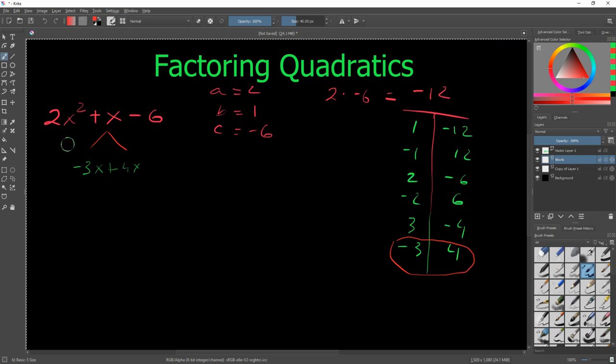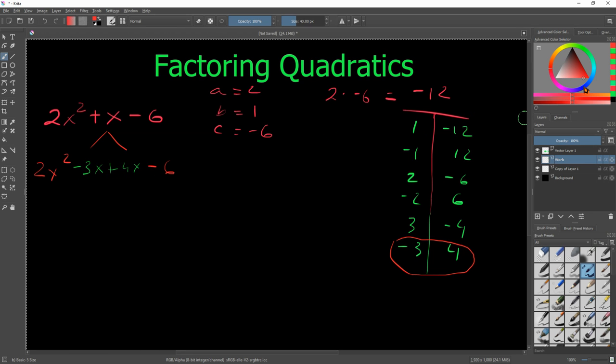Okay, so the rest stays the same. I have 2x squared in front and -6 in the back. All I did was take the middle term. You see how it's 1x here? 1x is -3x plus 4x. That gives you 1x, so I haven't changed anything.